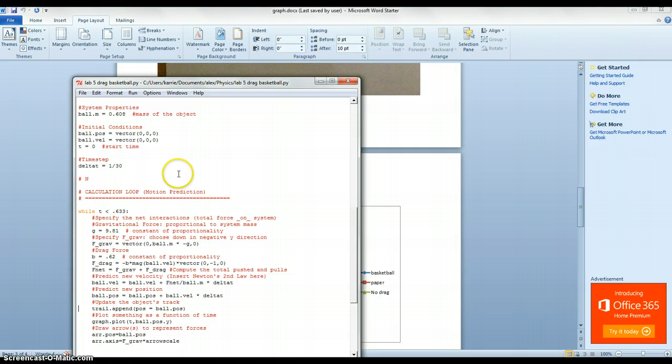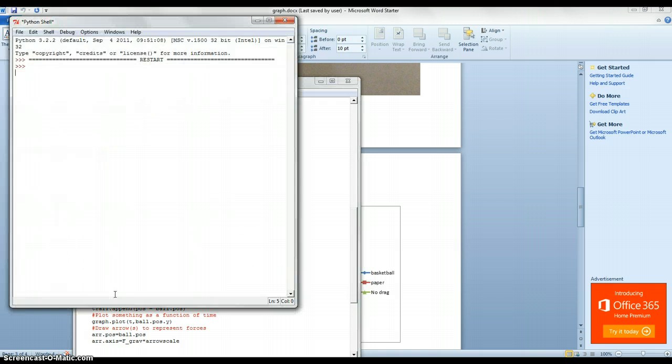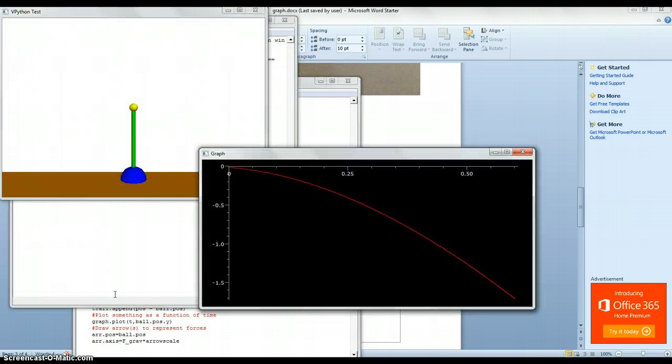Then from the momentum principle, we have F net equal to the force of gravity plus the force of drag, which we see here. And then from the momentum principle, we can get the ball's position. So this is what the basketball looks like. You can see here.